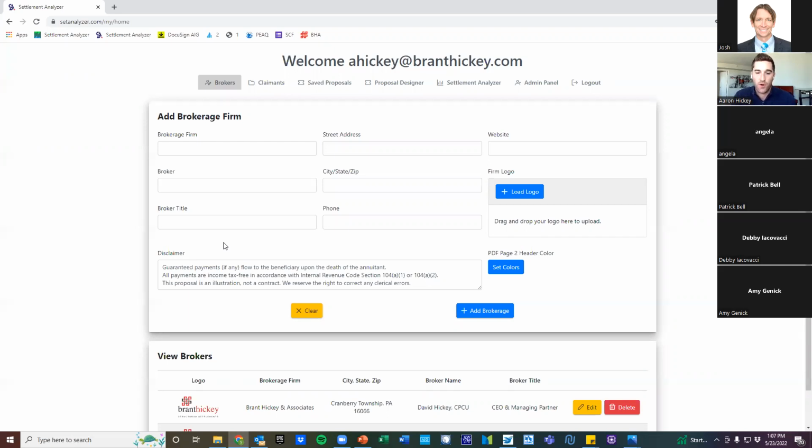When you come into this home screen, you'll see across the top we have 7 different tabs. A few of them you guys won't have. But this first one here is the broker tab. It's very straightforward. All you're going to do is put in your broker information. This information gets put in there because it will appear on the proposals and it will appear on the Settlement Analyzer printout when you print it out. So it's just a way to customize and have your name and your logo and your firm's information on the printouts.